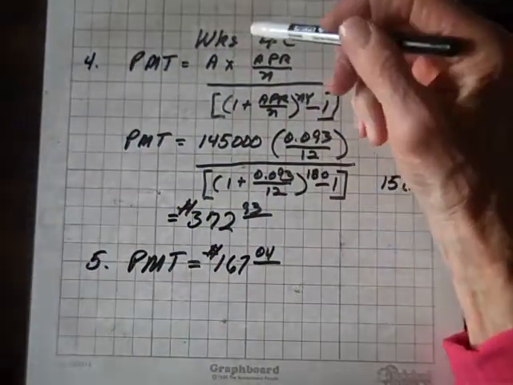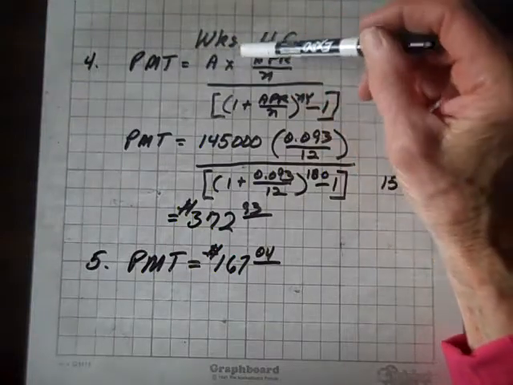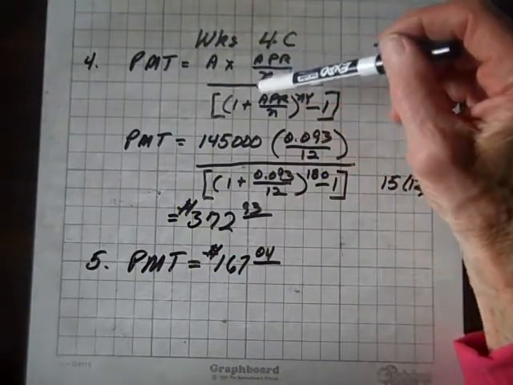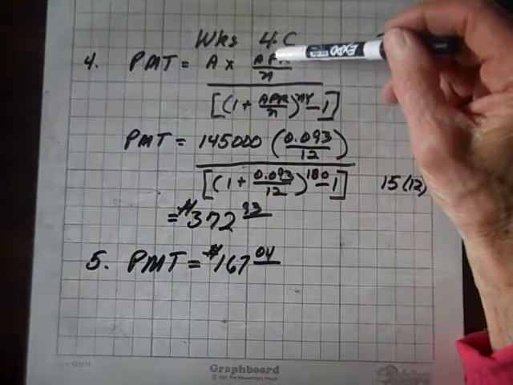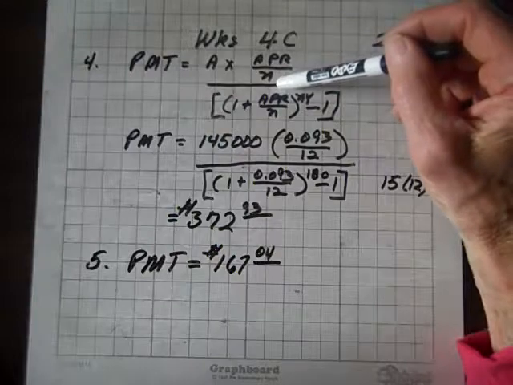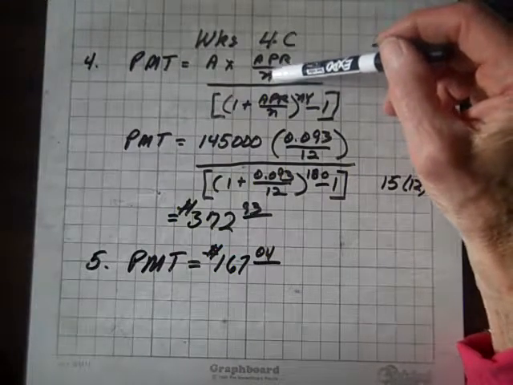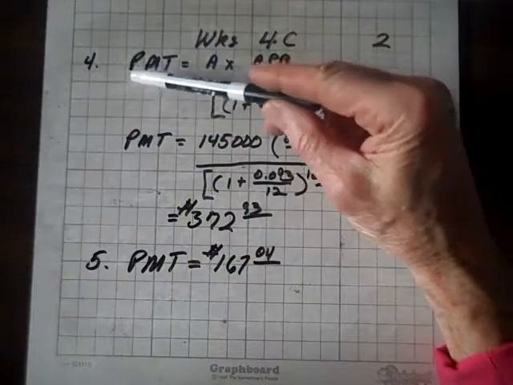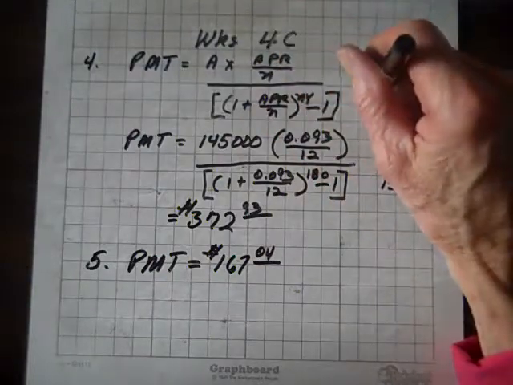Now for 4, now the issue is, we don't know what the payment is. We know what the amount is. So here's the formula. We're going to divide by this thing, ultimately invert and multiply both sides by this. And we get payment on one side and this on the right.